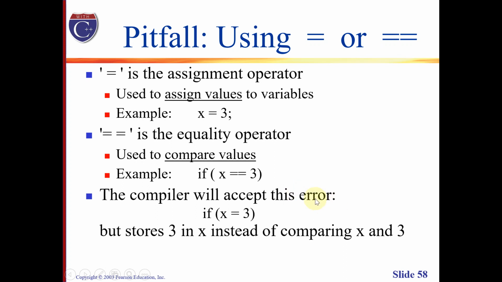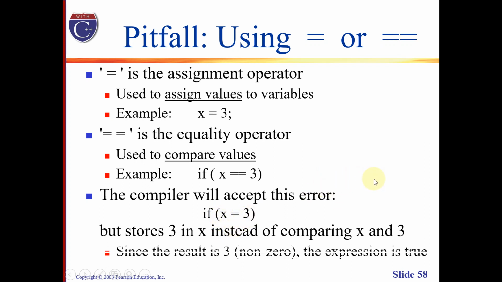This is why we need to be careful. It's because if we accidentally type this expression, our compiler would still accept this error. It's because this would be interpreted as an assignment operator. As you can see, what it does is it would store the value 3 in the variable x instead of comparing the equality of x to 3. Since the result is 3, as a result of the assignment operator, the expression will be interpreted as true.